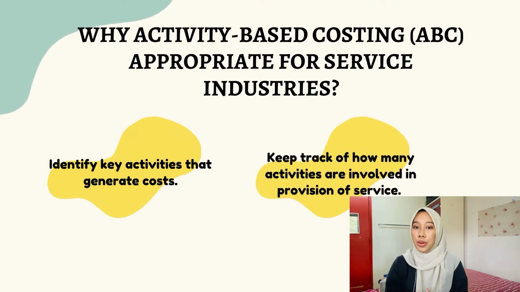Why is ABC appropriate for service industries? This is because the objective of an ABC system is to identify the key activities that generate costs and to keep track of how many activities are involved in the production of a product. Findings from previous study indicate that many industries use the ABC method with positive outcome. The ABC is the accurate method to find out information in respect of the cost compared to the other traditional methods.